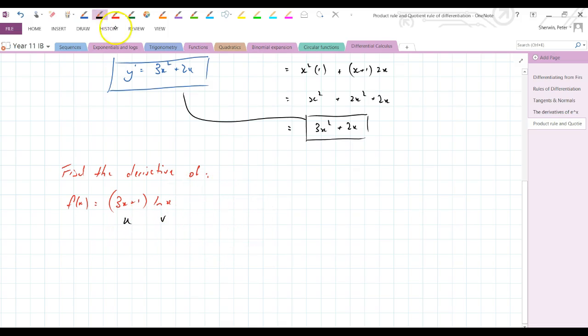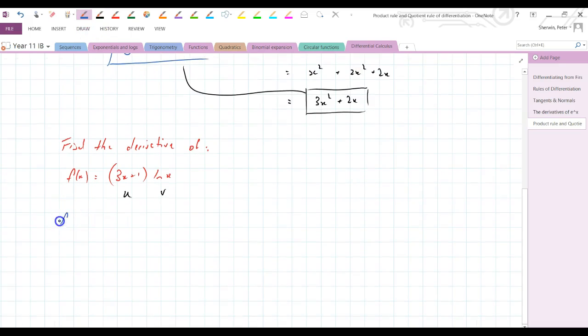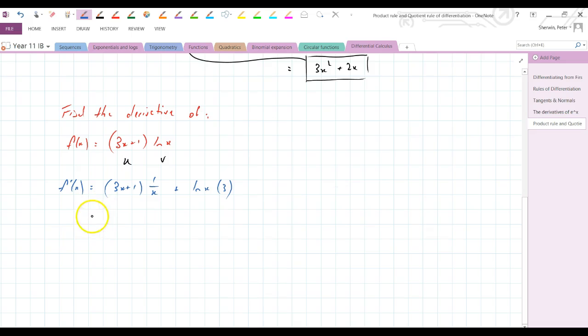So my f dash x will equal u, 3x plus 1, times v dash. Remember what the derivative of log x is? It's 1 on x. Plus v ln x times u dash, that's 3. So let's just tidy this up. 3x by 1 on x, that's 3x on x, that's just 3, plus 1 by 1 on x is 1 on x, plus 3 ln x. So 3 plus 1 on x plus 3 log x is my derivative there. So that's f dash x.